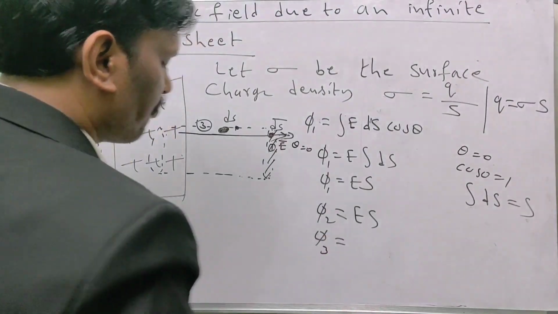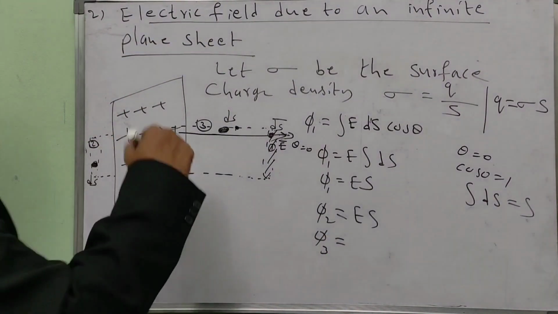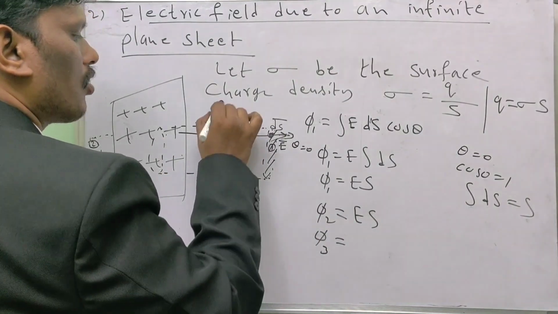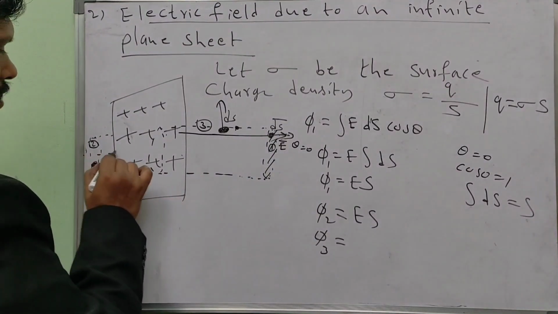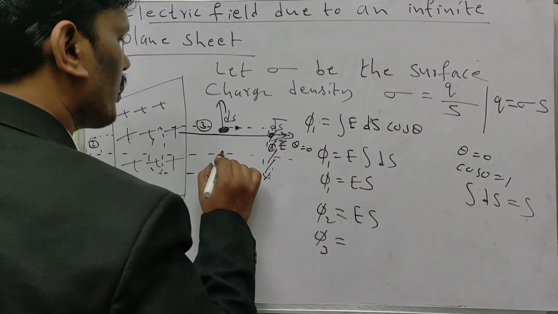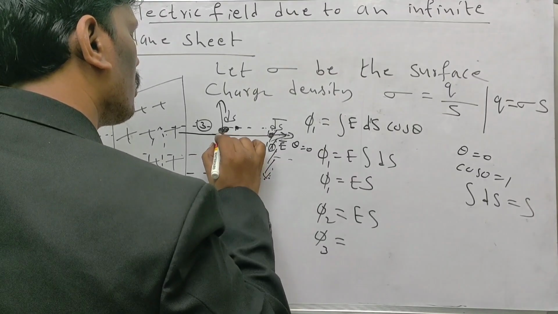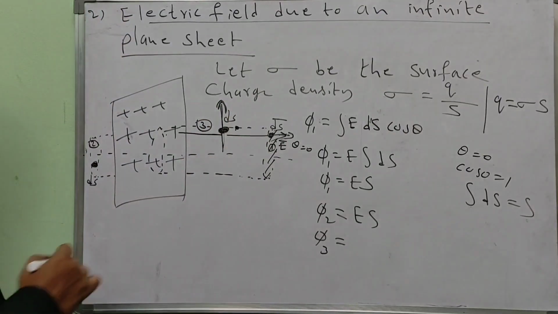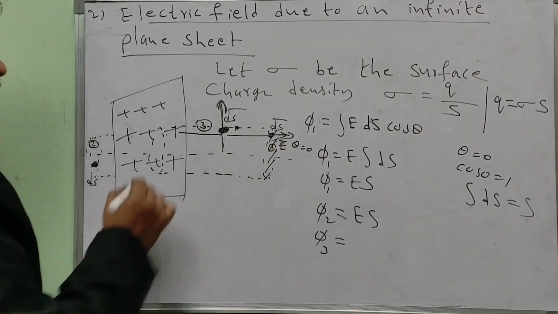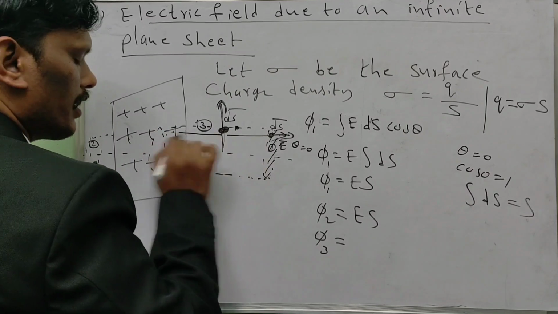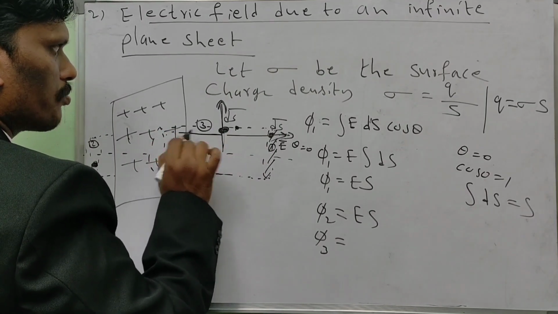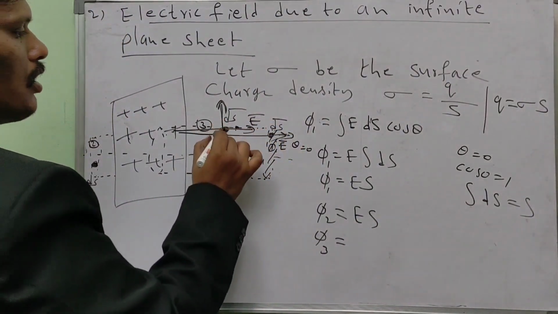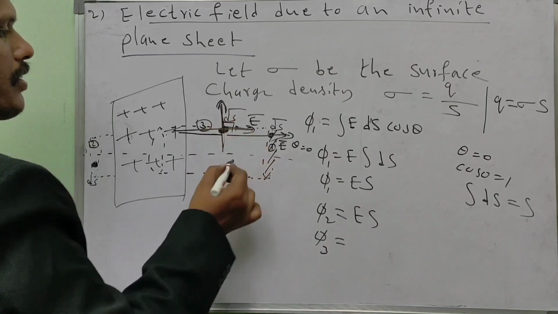What about phi 3? Curved surface area. So here what is the area vector? Outward normal drawn along the radius from the area will give the area vector. That is ds vector. What is the electric field vector? This is the positive charge, no? Away from the positively charged plane sheet like this. This is the E vector, and this is the ds vector. Both are perpendicular.